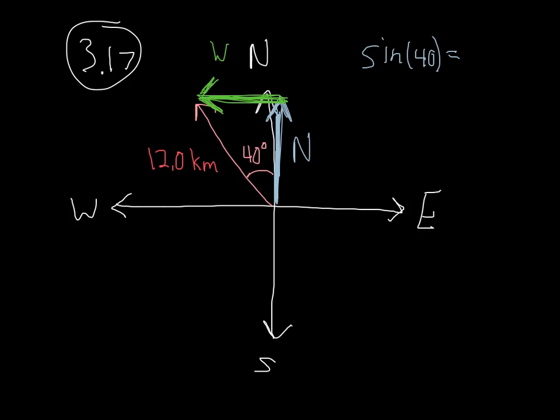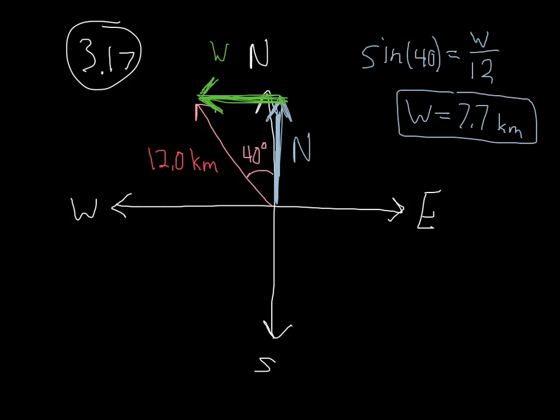Opposite over hypotenuse. What's the opposite side from that angle? West. What's the hypotenuse? 12. I can solve this for west, and I will find that the west vector is 7.7 kilometers. So west was sine, which means that north was cosine. The cosines take it.